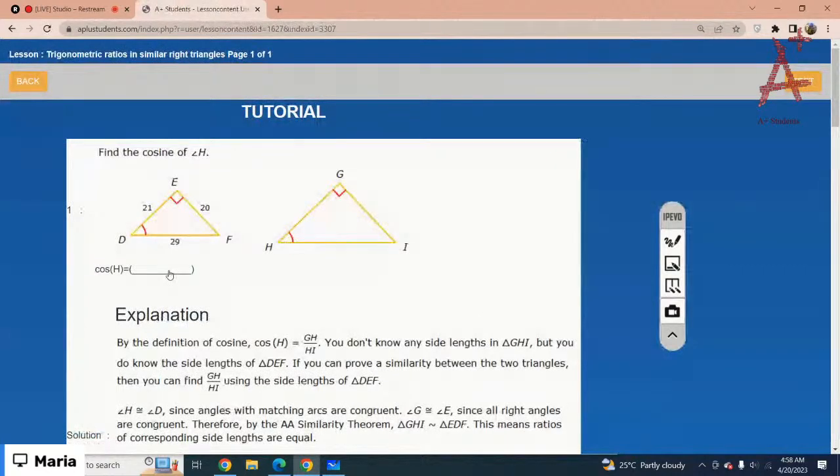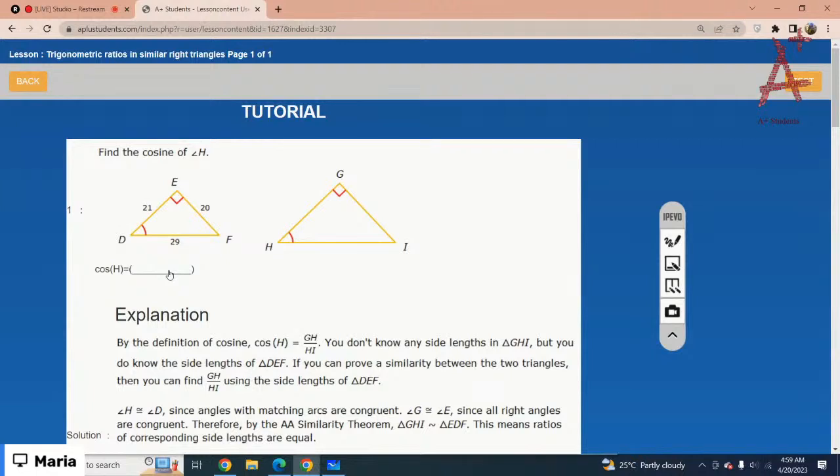Okay, just look at the triangles. Both the triangles are similar, got it? So you have to find the cos of angle H. Cos of angle H would be GH divided by HI, but you don't know both the side lengths. But we know that angle H is congruent to angle D, angle G is congruent to angle E, got it?